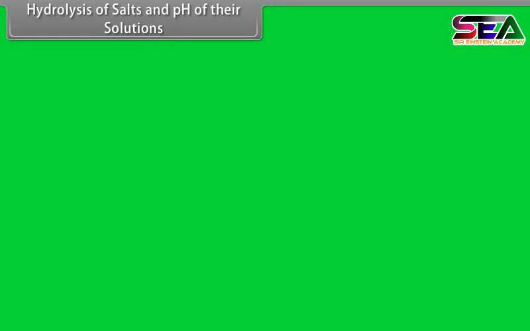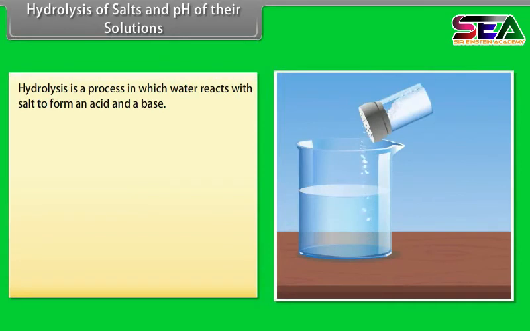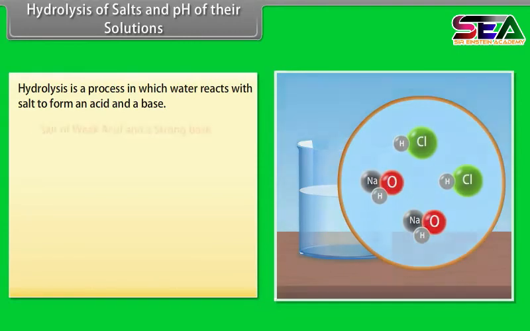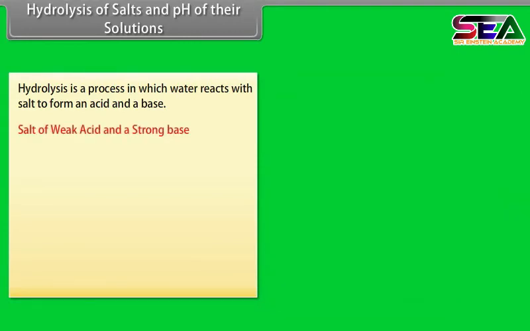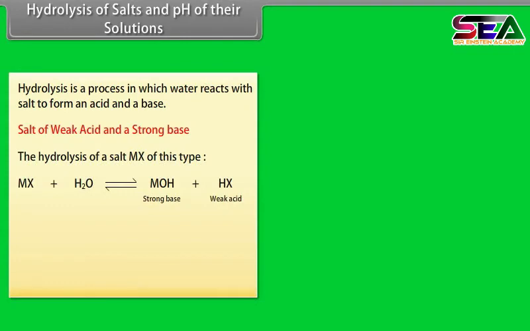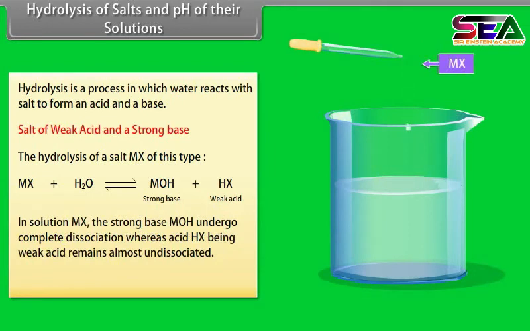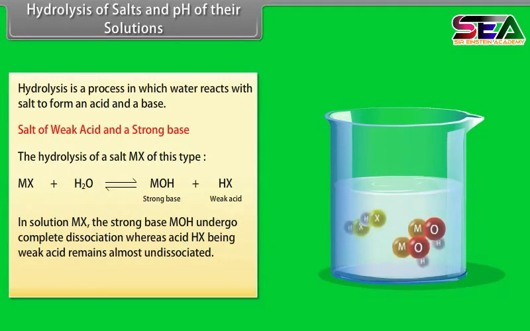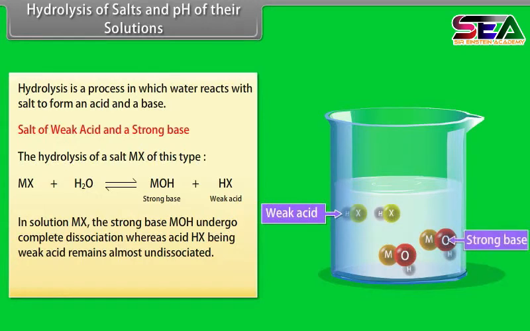Hydrolysis of salts and pH of their solutions. Hydrolysis is a process in which water reacts with a salt to form an acid and a base. Salt of a weak acid and a strong base. The hydrolysis of a salt MX of this type. In solution MX, the strong base MOH undergoes complete dissociation, whereas the acid HX, being a weak acid, remains almost undissociated. The pH of a solution of this type is more than 7.